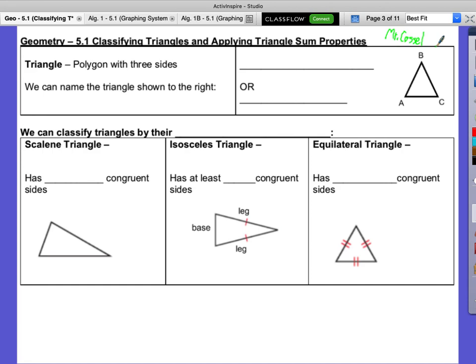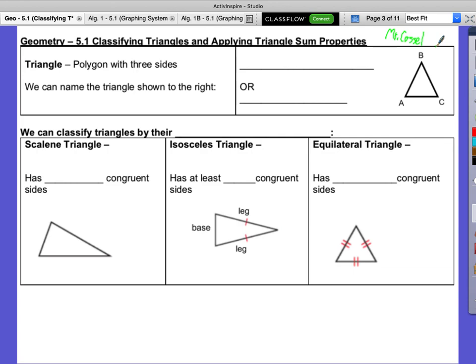Oh my God. Okay. Geometry 5.1, classifying triangles like we talked about. A triangle is a polygon. Polygon is a fancy word that just means many sides. Poly means many, gon means sides. So a triangle is a 3-sided polygon, okay?